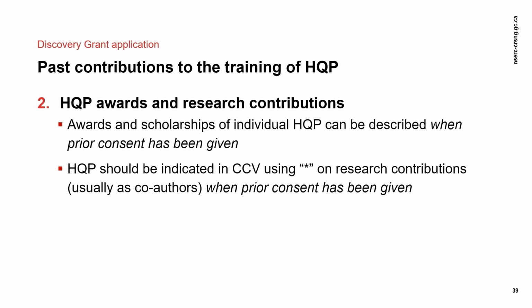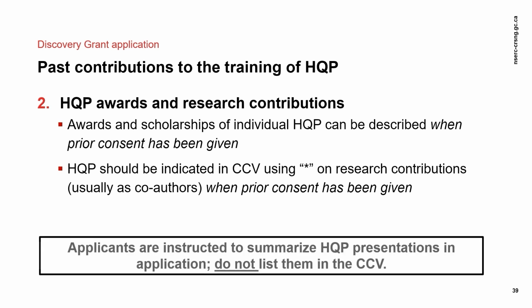Only students who have signed a consent form should be indicated with an asterisk in the CCV. For students who did not sign a consent form, only general information can be provided in the CCV and in this section of the application. We want to remind you that HQP presentations given at conferences and events should not be included in your CCV and should be described in this application module. The presentation section of the CCV should only include those which you have given yourself.